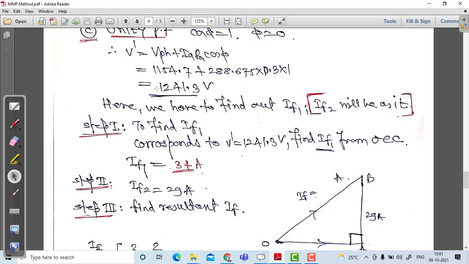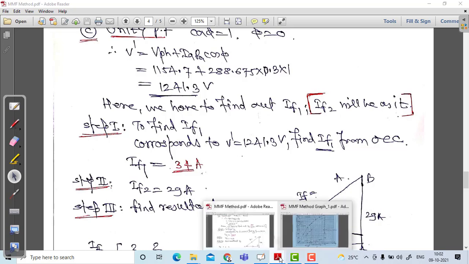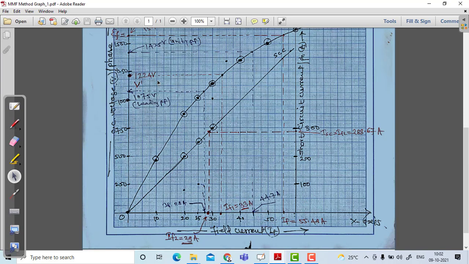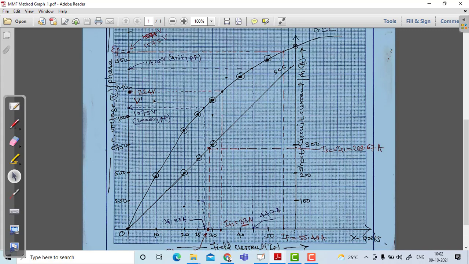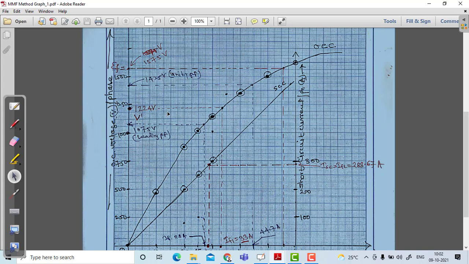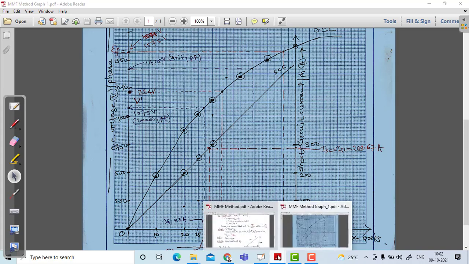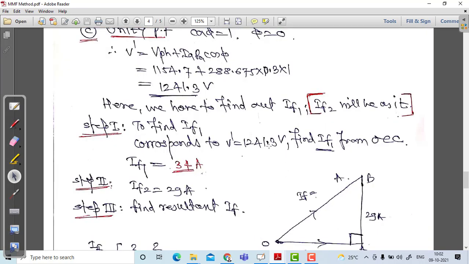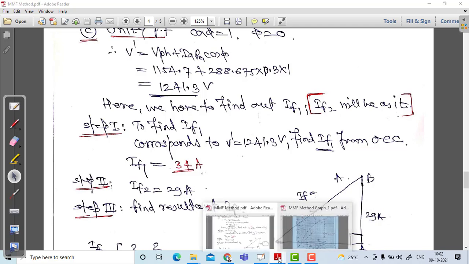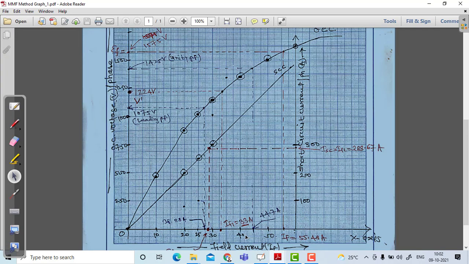We will check on the OCC. From this open circuit voltage, you have to find out the IF1 corresponding to this value. Here we have to find out IF1 corresponding to 1241 from the OCC, and it is found that it is 34 ampere. Let us check it. Just check it. So for 1241, the answer is 34. See, the 34 is shown here.